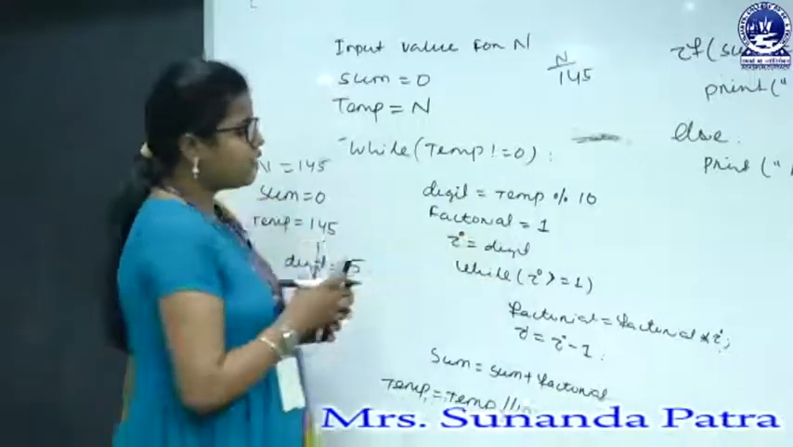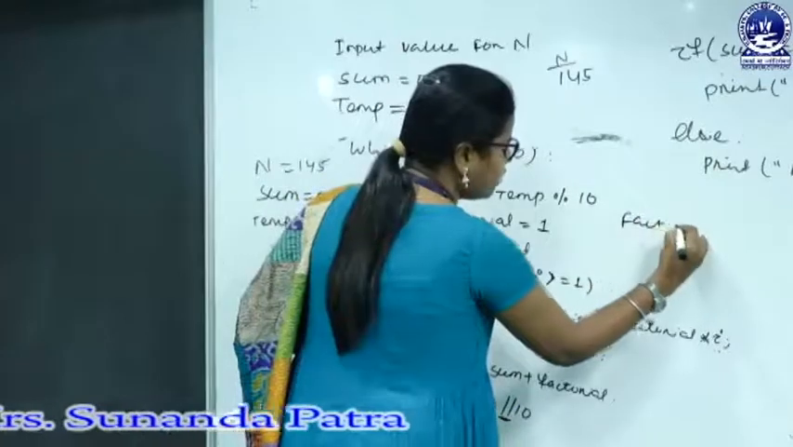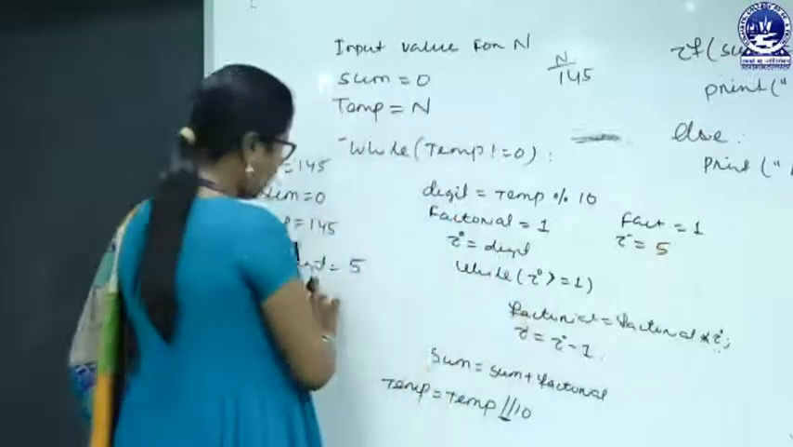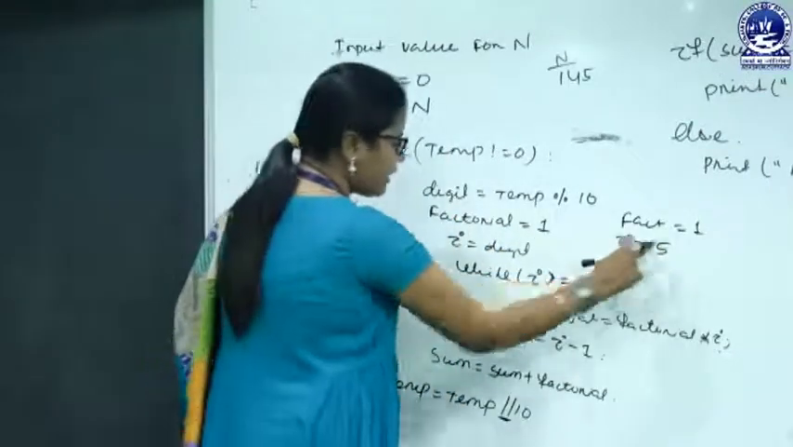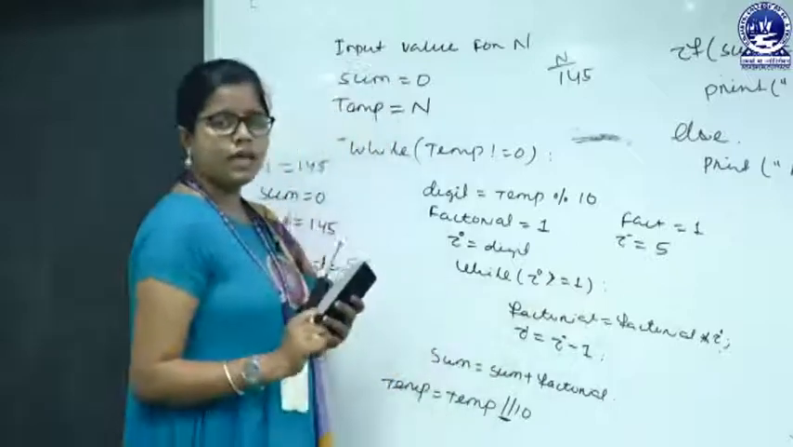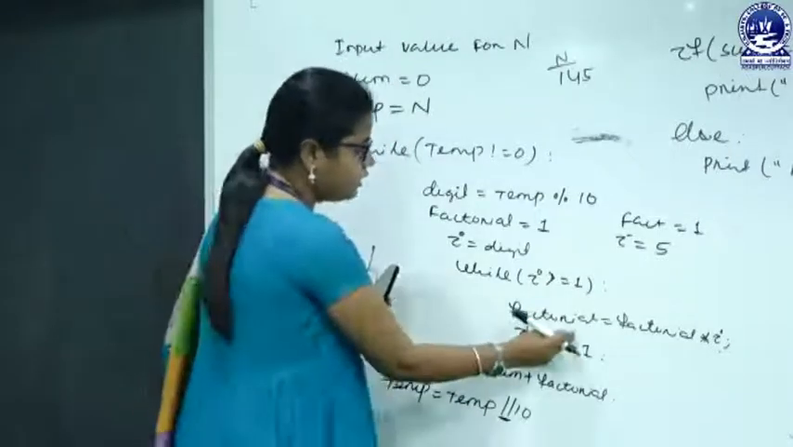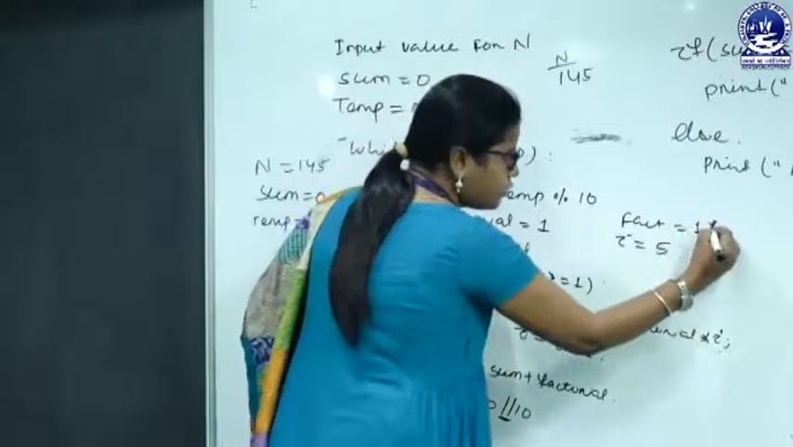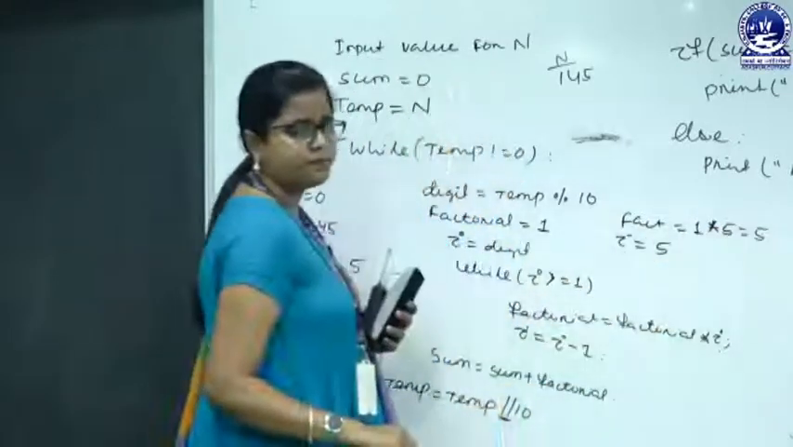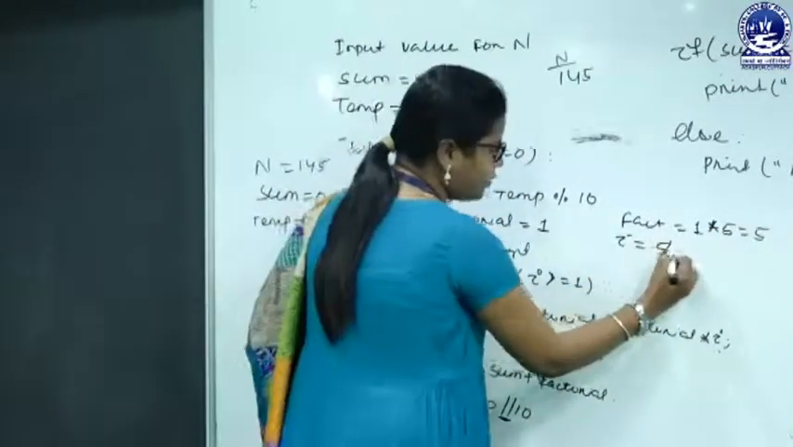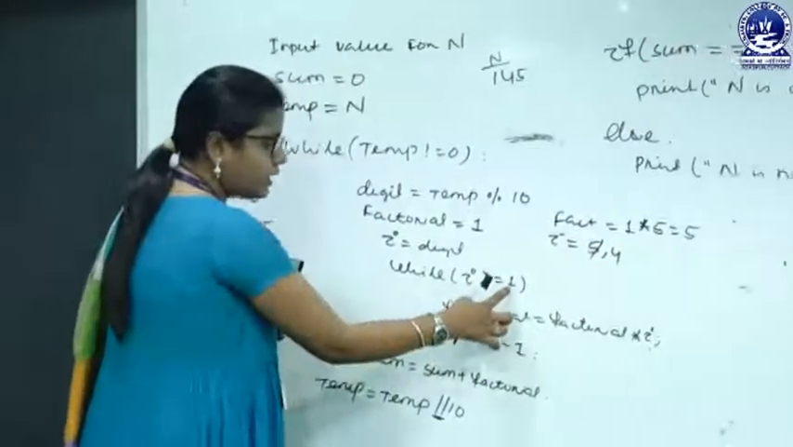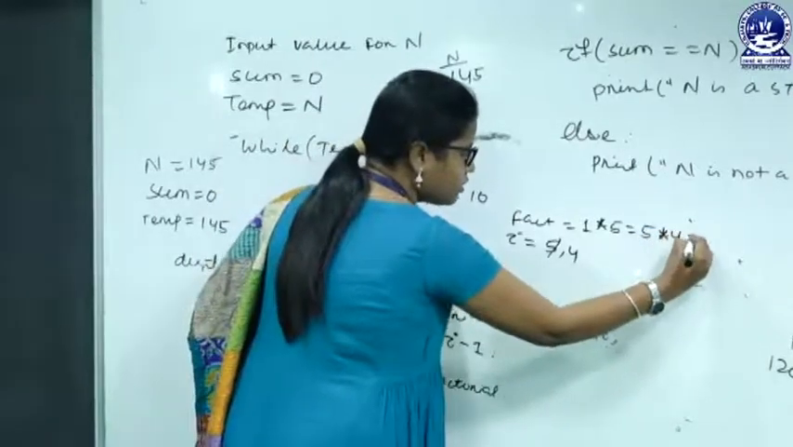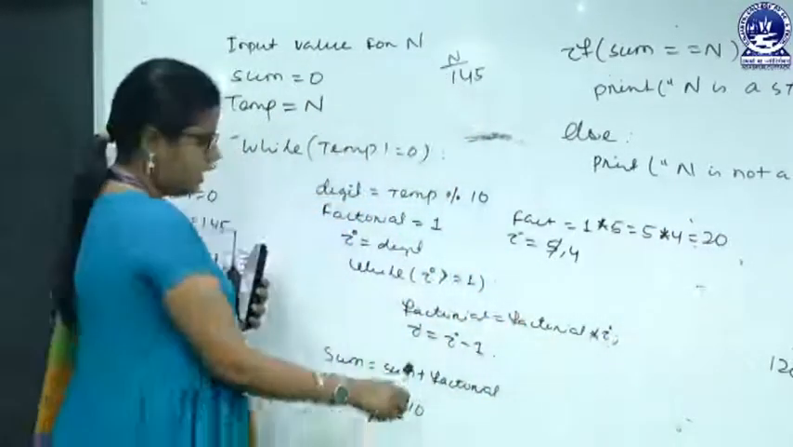Then factorial equals 1. I equals what? I equals 5, because the digit is 5 here. So I is greater than or equal to 1. 5 is greater than or equal to 1. True. Then we will go here. Factorial equals factorial into 5. So 1 into 5, that is what? 5. Then i will get modified and it will be 4. So 4 is greater than or equal to 1. True. The factorial equals factorial into 4. So that will be 20. i will be modified.